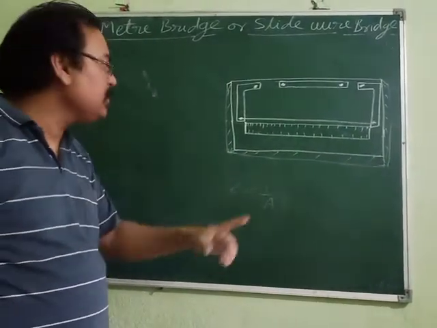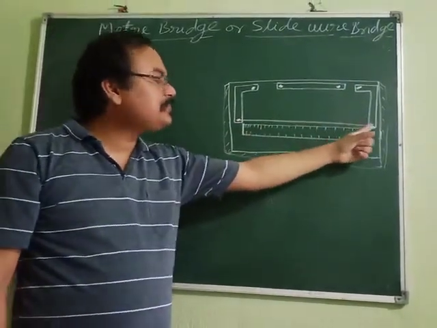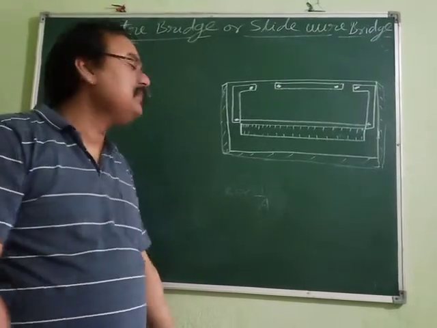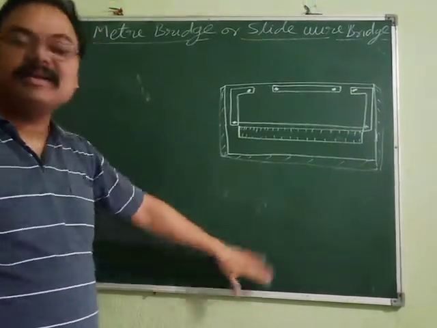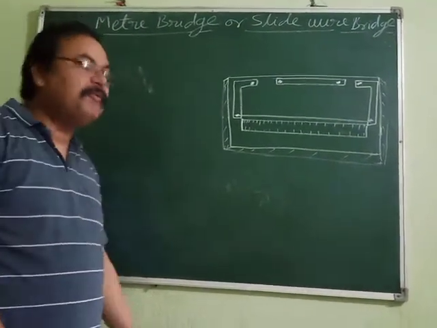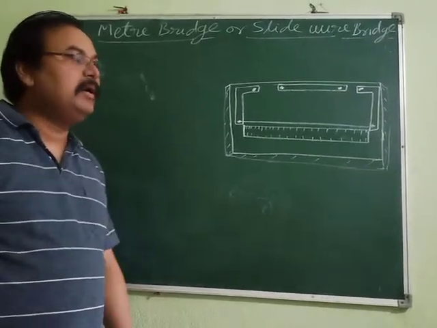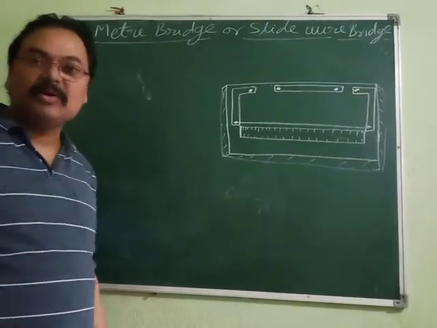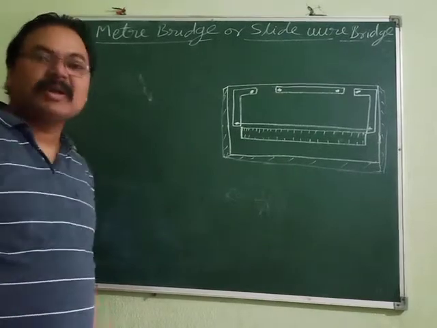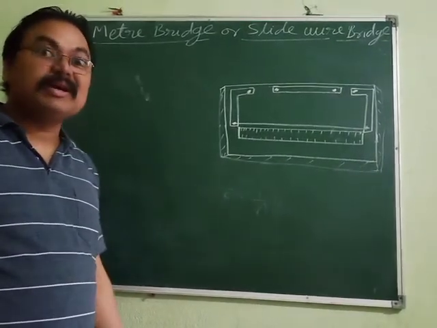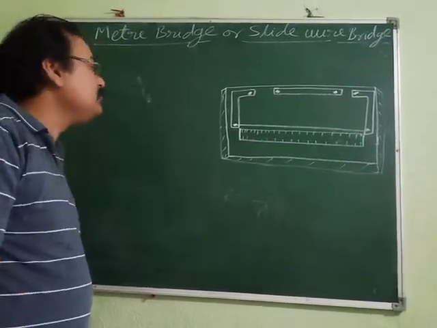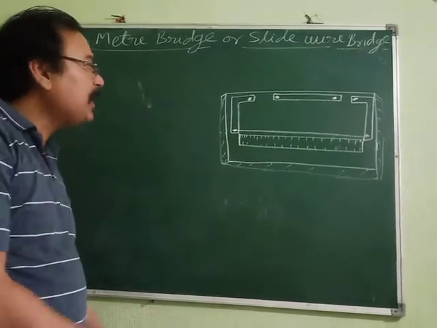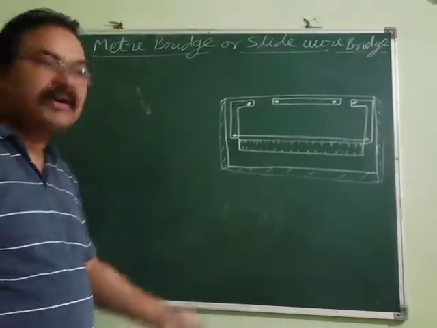1 meter means 100 centimeter, and here is the wire, not a conducting wire, I mean it is a resistance wire, made up of nichrome or tungsten or some other alloy which has high resistivity. Now, how do we connect this? Because this is very simple.